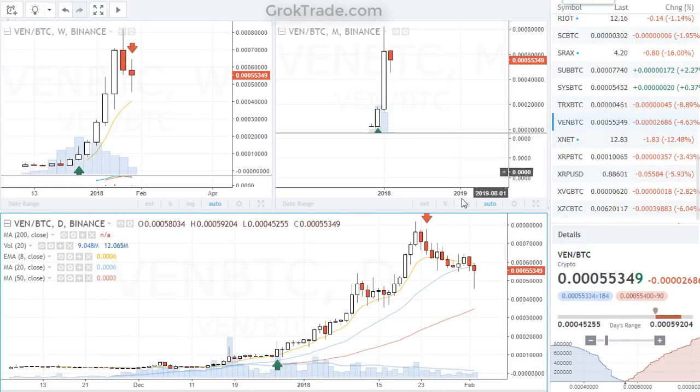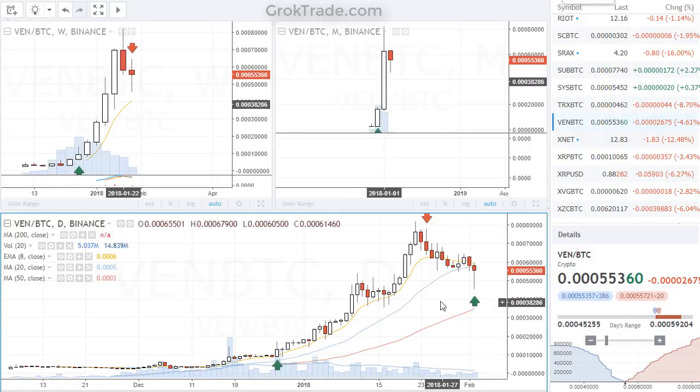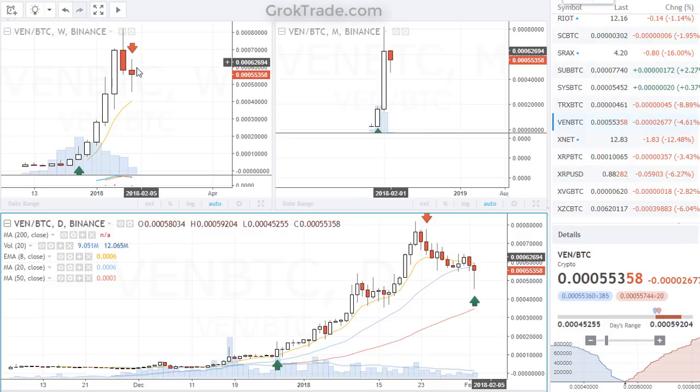Let's look at VEN, BTC. Down, down, down. We do have a hammer on a bull pullback. I'm looking for a buy opportunity there. The weekly, I've had to put a sell on it, but I think it's going to be short-lived. So VEN looks like a good opportunity.